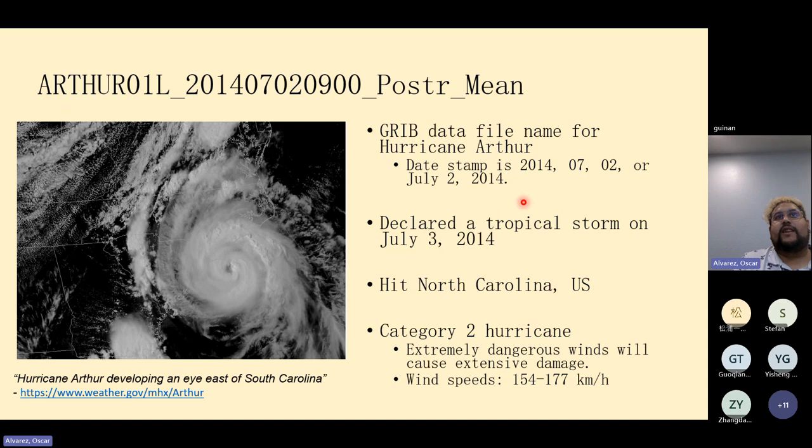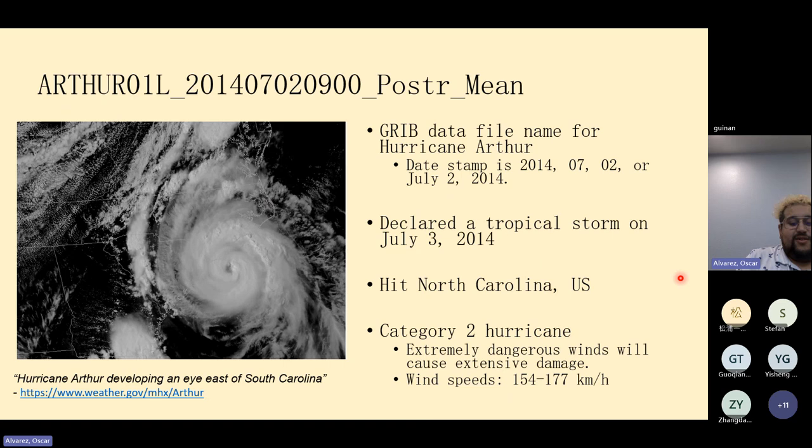Some information about Hurricane Arthur: it was declared a tropical storm July 3rd, 2014. It hit North Carolina in the United States, and it was labeled as a Category 2 hurricane, which means it has extremely dangerous winds and will cause extensive damage. And the velocity of the wind speeds are right there, which is kind of high.